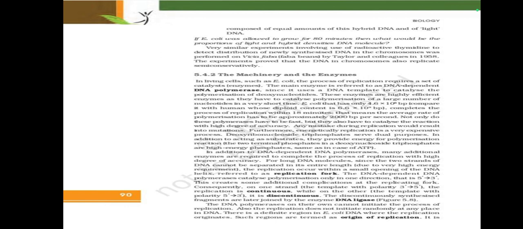Thus, if Escherichia coli was allowed to grow for 80 minutes, then what would be the proportions of light and hybrid density DNA molecules?